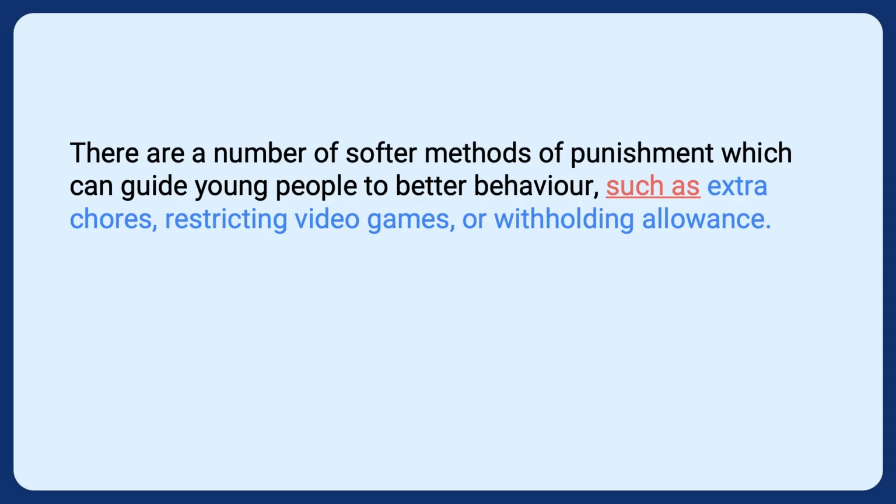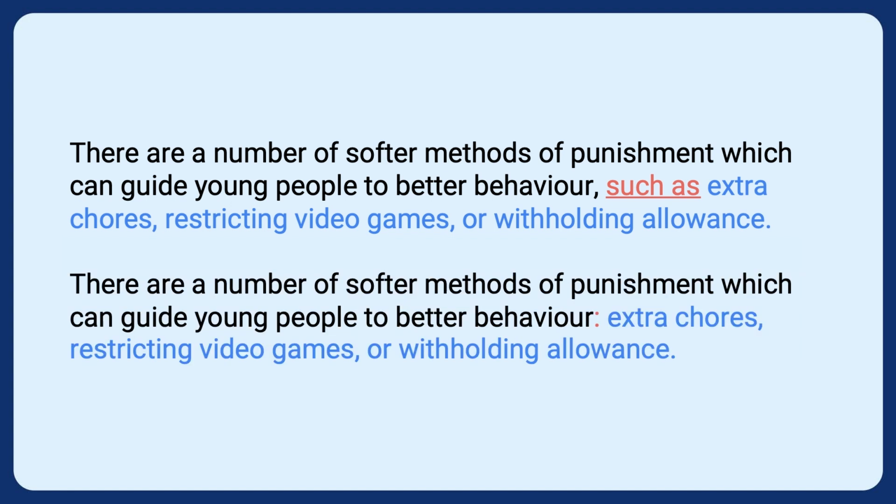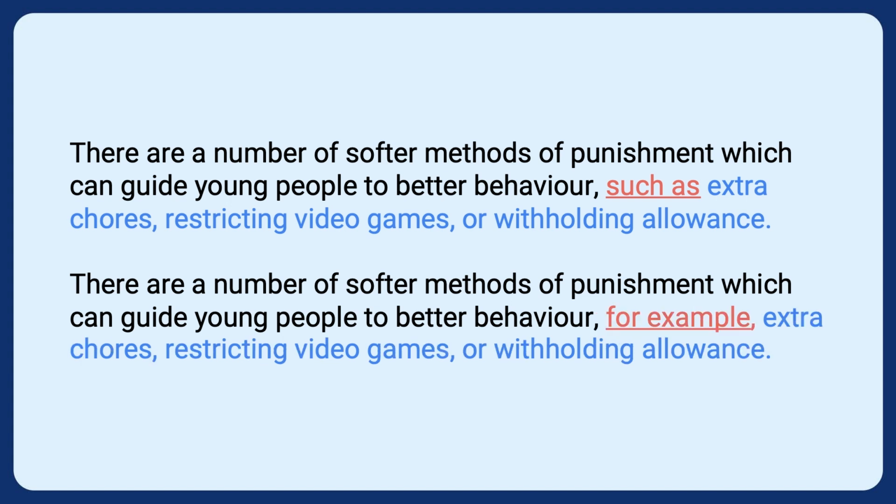Let's keep going. Here's another example. Such as extra chores, restricting video games, or withholding allowance. Or we can use a colon. Colon, extra chores, restricting video games, or withholding allowance. Finally, we can write, for example, extra chores, restricting video games, or withholding allowance.